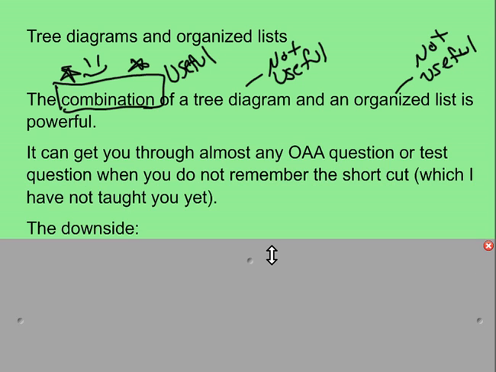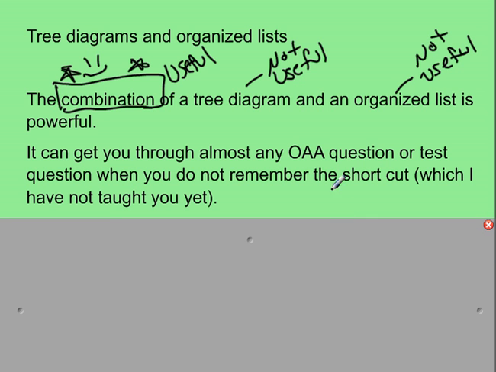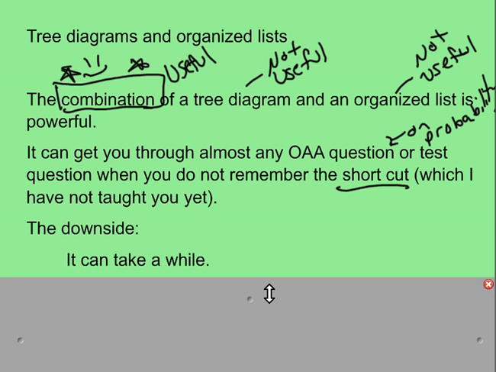All right? You can solve almost any OAA question, I should add, on probability, or test question, simply by using tree diagrams and organized lists. There is a shortcut, and I'm not telling you yet. And if you know it, you don't get to use it yet because I need to make sure you understand these more concrete examples before we move to the shortcut, which is more abstract, more algebraic.